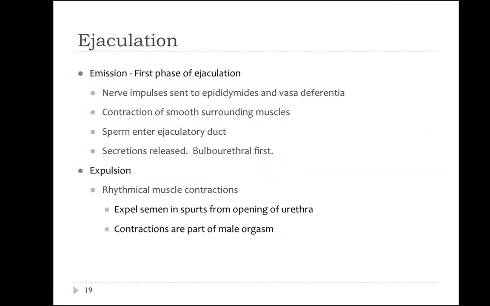Okay, keeping with the idea of ejaculation, it really happens in two steps. First step is called emission, where nerve impulses are going to be sent to the epididymis and vas deferens, and they are surrounded by smooth muscle. So when they squeeze, the sperm are going to enter the ejaculatory duct. Secretions will be released. First will be the bulbar urethra, we said, to kind of clean out any residue urine that's left in there. And then the semen gets expelled out of the penis by rhythmical muscle contractions that happen during an orgasm. And yeah, there we have it.